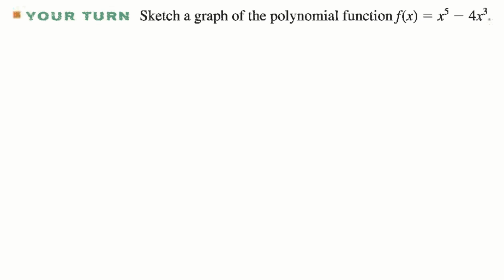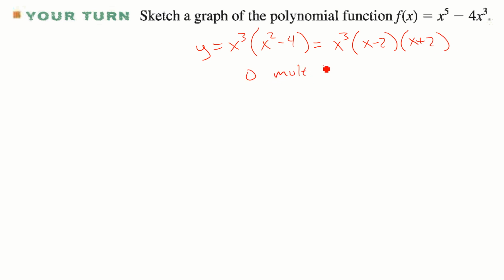All right, one more for you to try. See if you can do it. Put it all together. Factor first: y equals x cubed times x squared minus 4, which factors again to x cubed times x minus 2 times x plus 2. Zeros are 0, multiplicity 3, 2, multiplicity of 1, and -2, multiplicity of 1. And your y-intercept is also going to be 0. Go ahead and graph it.